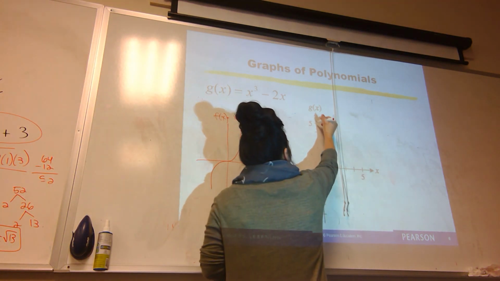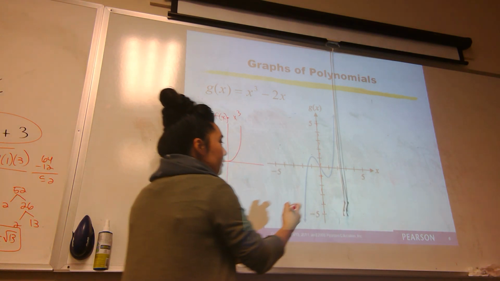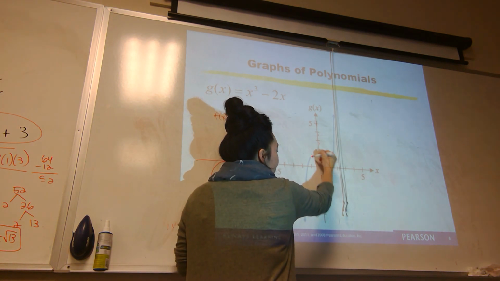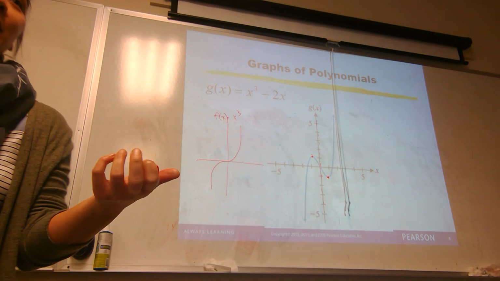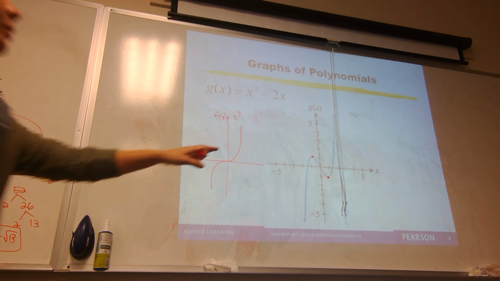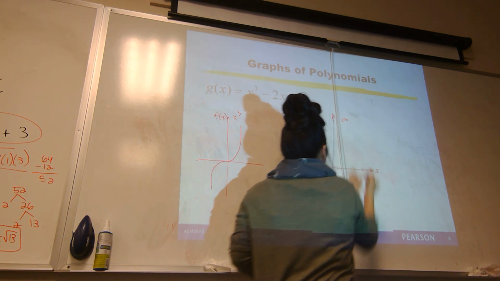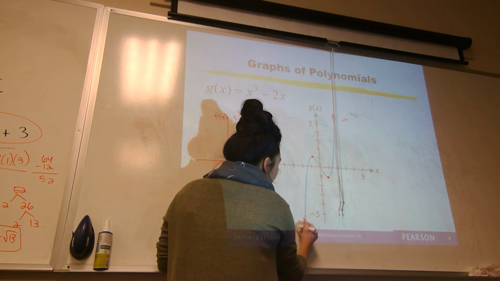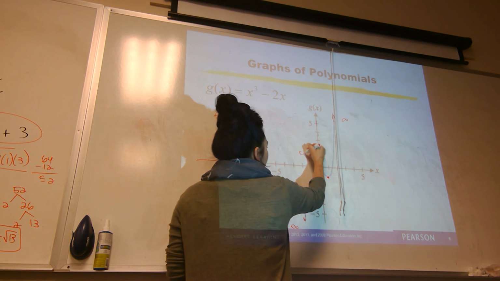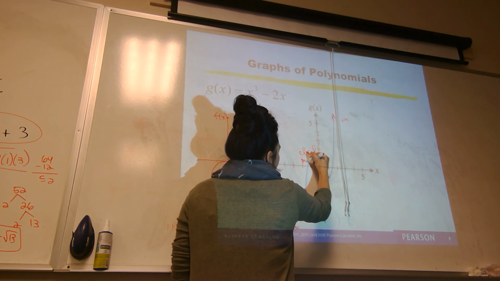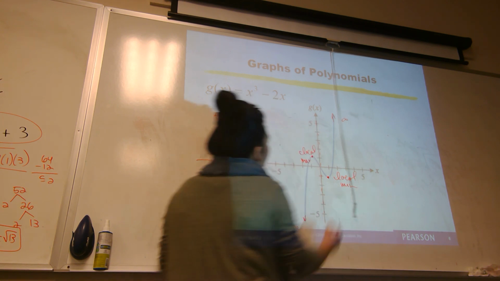It's symmetric to the y-axis, okay? Notice you have a local maximum and a local minimum. Notice it's not the complete maximum and complete minimum, right? The complete maximum here is it goes to infinity, and the complete minimum here goes to negative infinity. But these are called a local max and a local min.